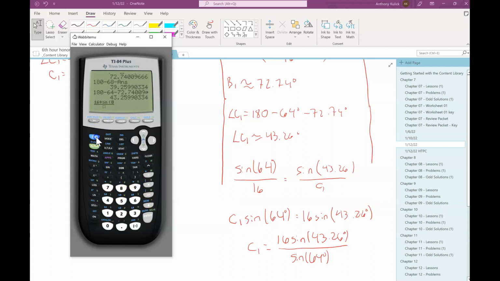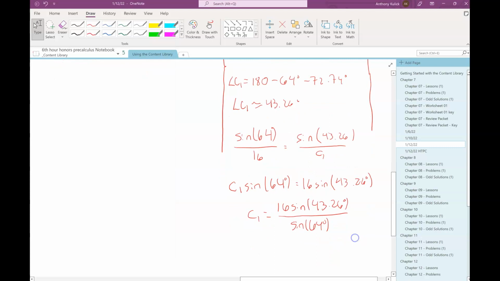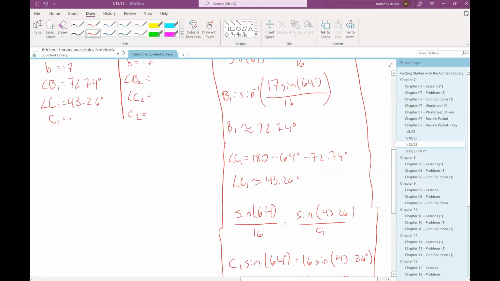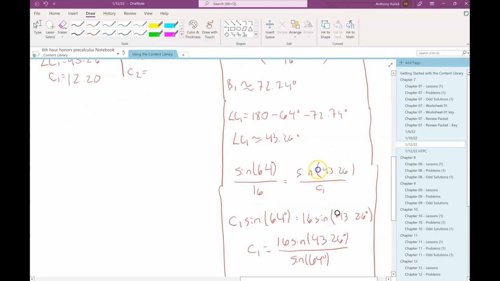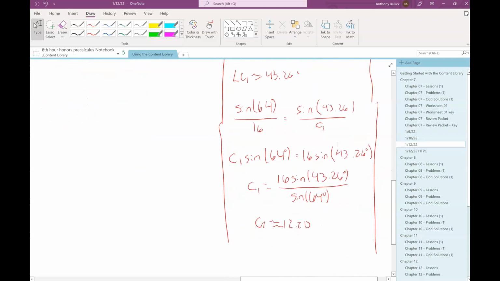Okay, so this is rounding out triangle 1. And you'll notice that nothing unusual has happened in triangle 1. This has pretty much gone just like any other law of sines problem that we had done. So I get 12.20 for C1, or side C1, I guess I could be specific here. So far, so good?